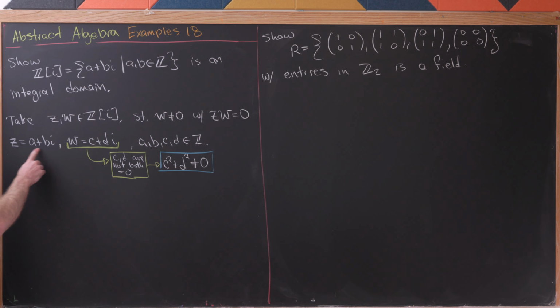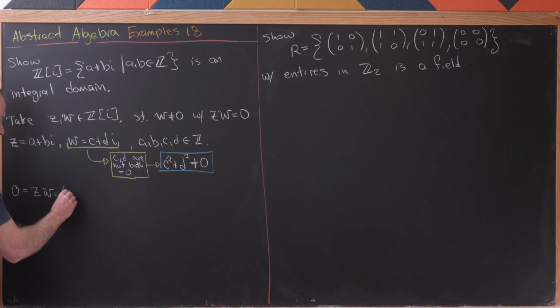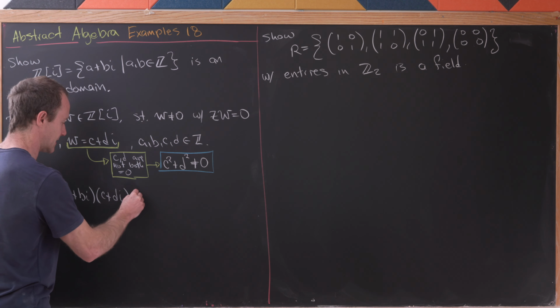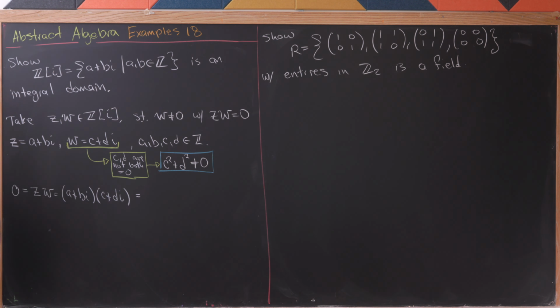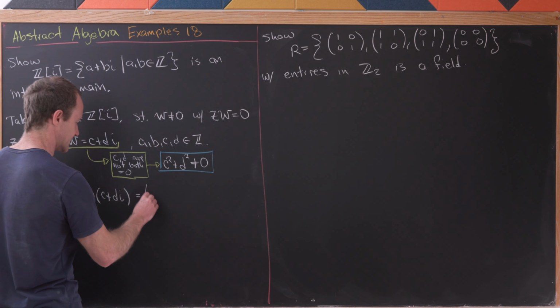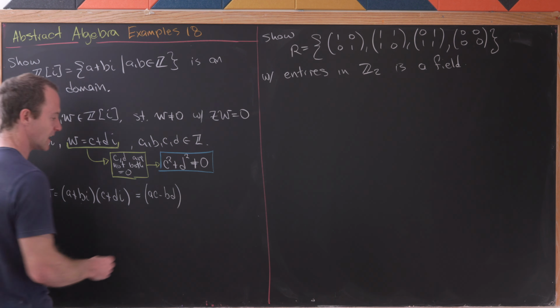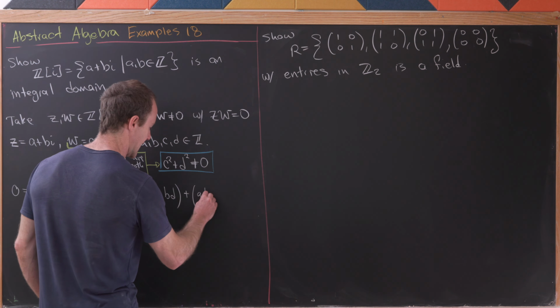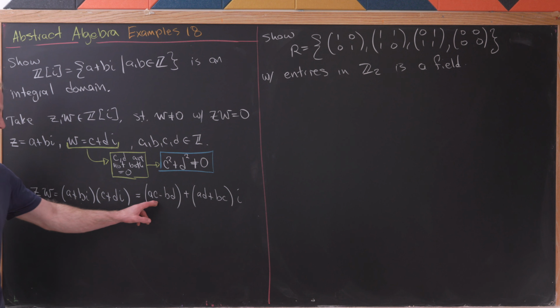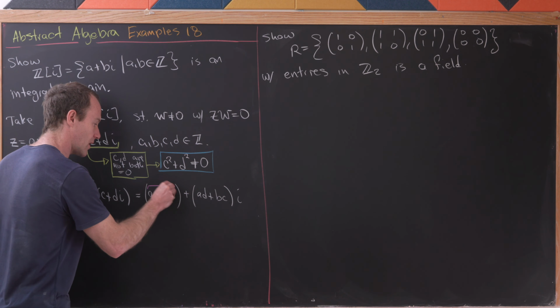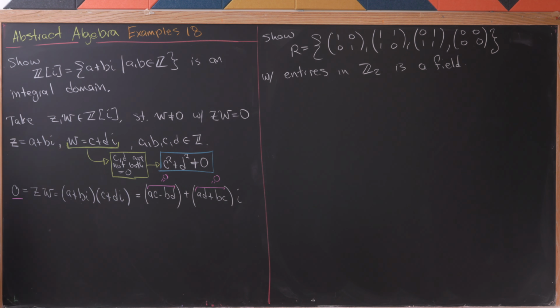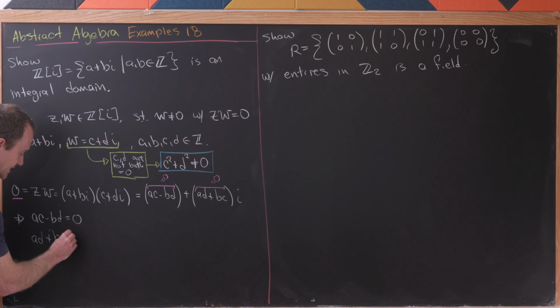Okay, so now let's look at our product written with z and w using these forms. So we have 0 is equal to z times w, but that's a plus bi times c plus di. Multiplying that out, keeping in mind that i squares to -1, and then gathering the real and imaginary parts, we'll see that this turns into ac minus bd. That's the real part, because bi times di is negative bd. And then plus ad plus bc times i. Now, if we want this thing to be equal to 0, it means that both the real part and the imaginary part have to be equal to 0. So that gives us a nice system of equations. We have ac minus bd is equal to 0. And likewise, we have ad plus bc is equal to 0.